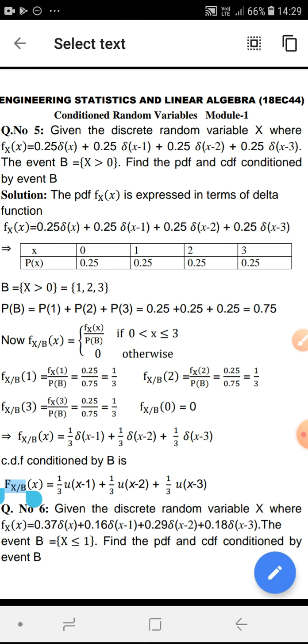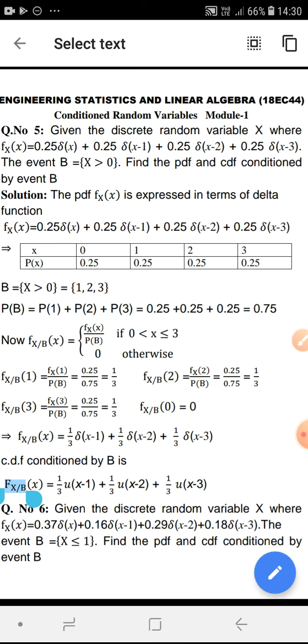Continuation of conditioned random variable. Question number 5. Given the discrete random variable x where the probability density function fx of x is equal to 0.25 into delta of x plus 0.25 into delta of x minus 1 plus 0.25 into delta of x minus 2 plus 0.25 into delta of x minus 3. The event B is the set of all the values of the random variable x greater than 0.